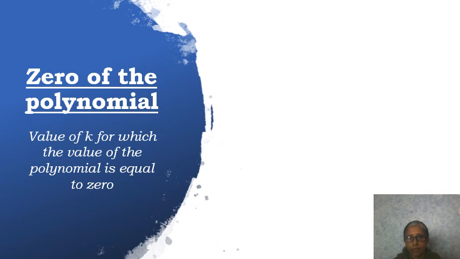Now we are going to learn how to find the zero of a polynomial. Remember, what is zero of a polynomial? It is nothing but the value of x for which the polynomial's value will be 0. So the value of x for which the value of the polynomial is equal to 0 is nothing but the 0 of the polynomial. We'll take an example and see. Here we have taken p of x is equal to x plus 4, a linear polynomial.